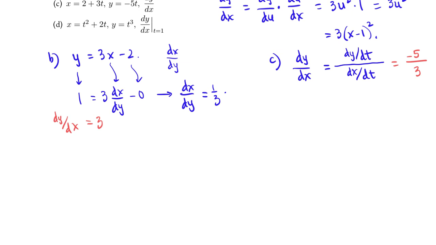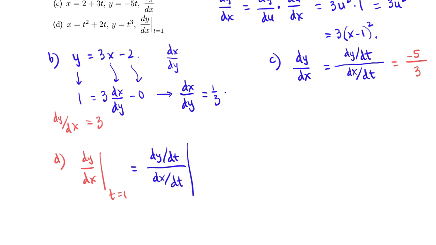Lastly, for part D, we're looking for dy/dx evaluated at t equals 1, but we're given two functions x and y, and so we rewrite this as dy/dt over dx/dt. Again, x is a function of t and y is a function of t. If we obtain that, we plug in t equals 1.